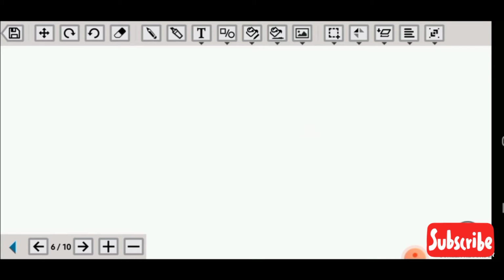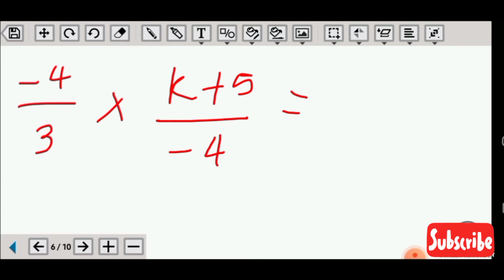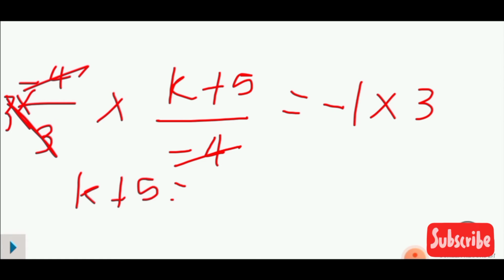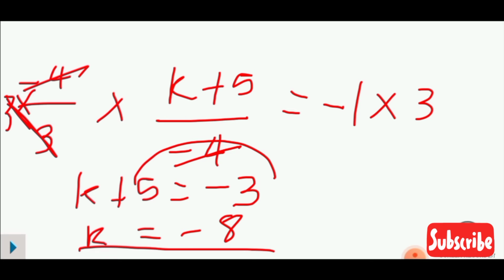We're going to say -4 divided by 3 multiplied by (K plus 5) divided by -4 is equal to -1. Now these two -4s will cancel, and all we have to do is multiply by 3 on this side as well as that side. And this one will cancel and we'll be left with K plus 5 is equal to -3. Now we transpose this 5 to the other side, and K will be -8. So this is the value of K.